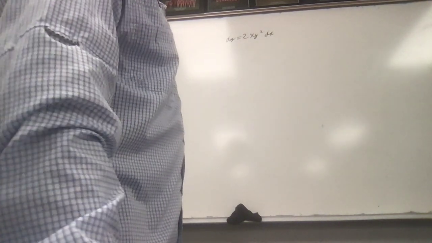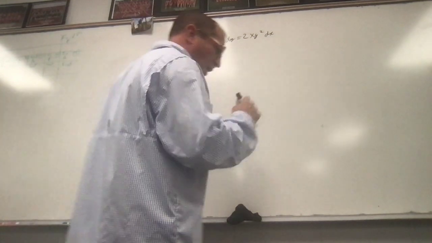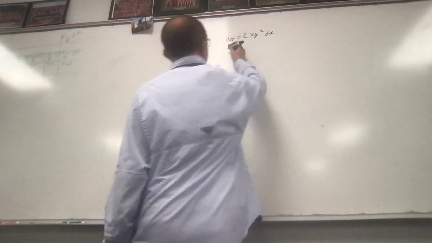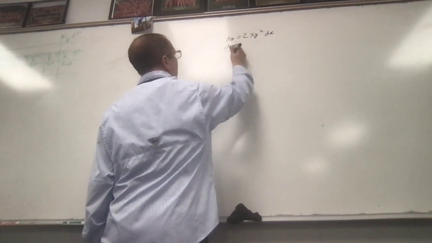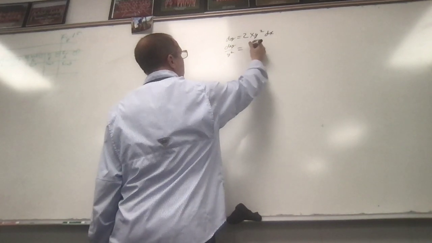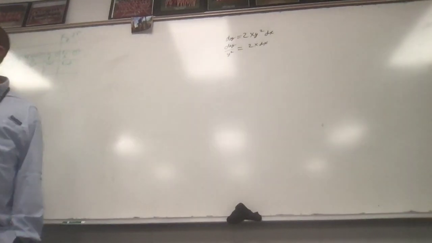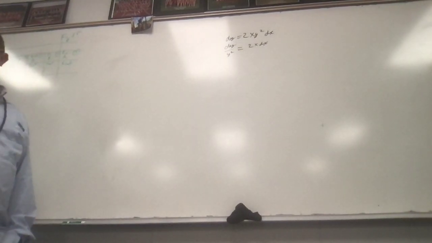I need to separate my variables out. By the way, there is always on the AP test a differential equation problem. And always on that differential equation problem, you're gonna get 1 point just by separating the variables. So, dy over y squared equals 2x dx. That just earned me a point out of 9 points on that free response question.